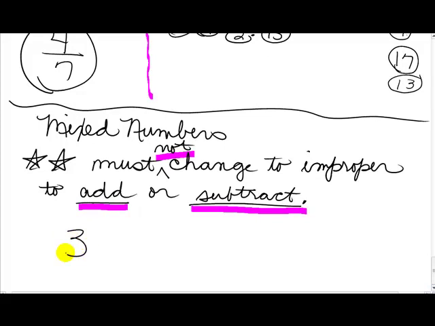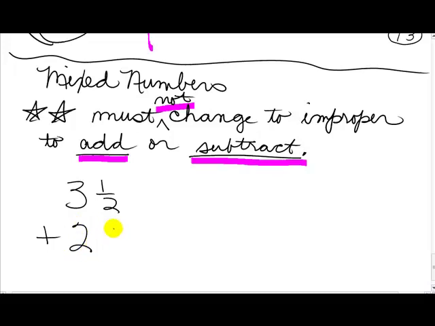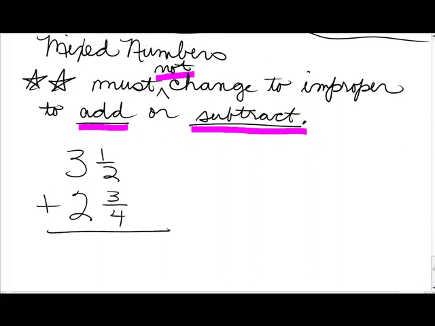Let's look at 3 1/2 plus 2 3/4. I need a common denominator. 2 will go into 4, so we'll use 4. This fraction doesn't change. Here we multiply 2 times 2 to get 4, so 1 times 2. Now we can add. 2 plus 3 is 5. 3 plus 2 is 5.